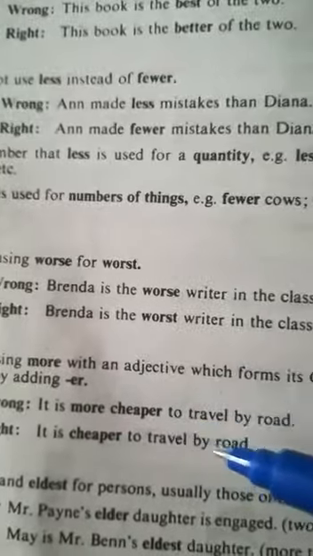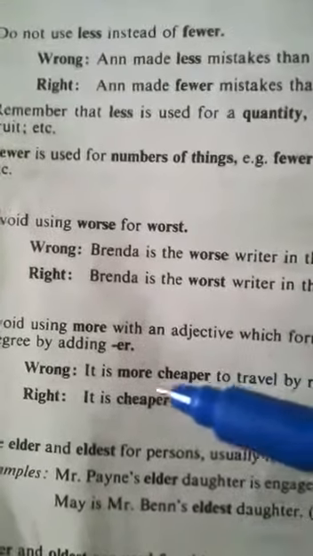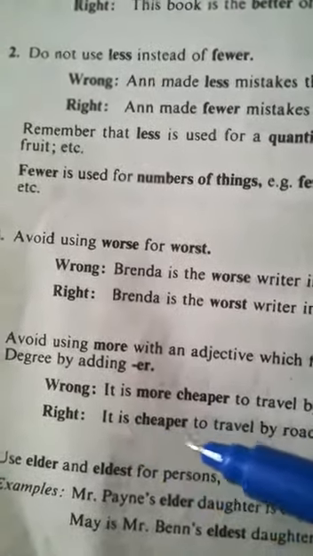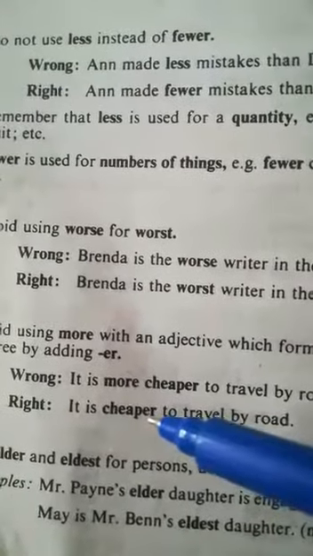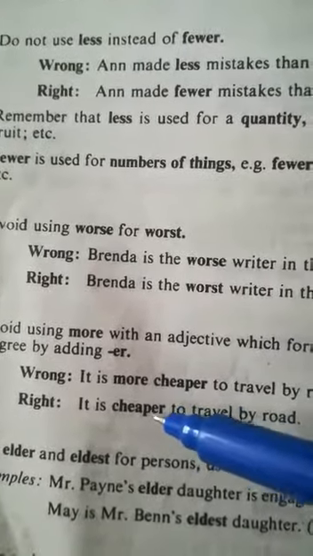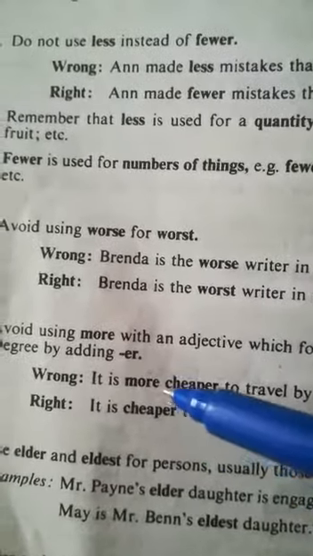It is more cheaper to travel by road. This sentence will be wrong. Which is the right sentence? It is cheaper to travel by road, because we have already added er. So it is already showing that we are using the comparative degree. So there is no need to add more.